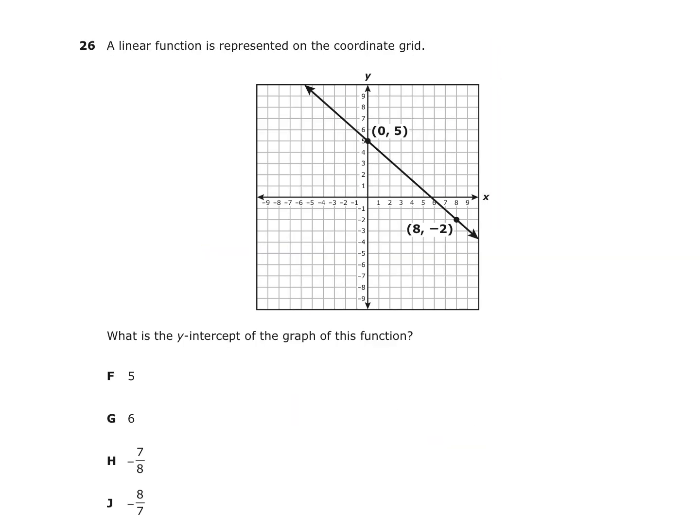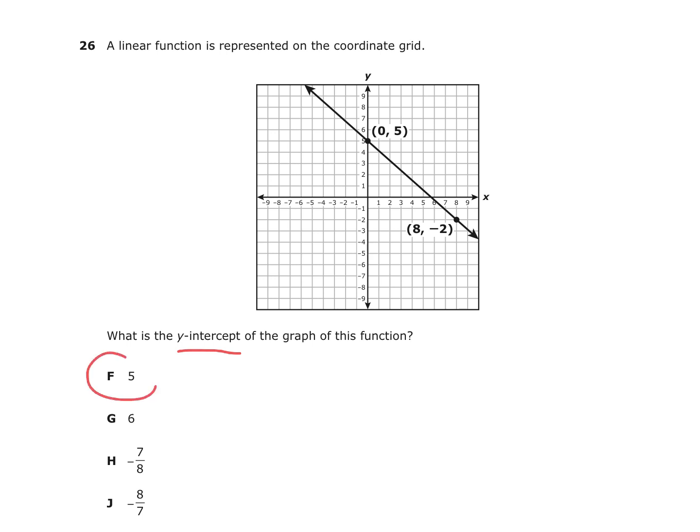Number 26, a linear function is represented on the coordinate graph. It crosses the x-axis at 6, and it looks like it crosses the y-axis at 5. And then they're going to ask for the y-intercept. What is the y-intercept for this function? I'll give you 5 seconds. Okay, time is up. What did you get for 26?